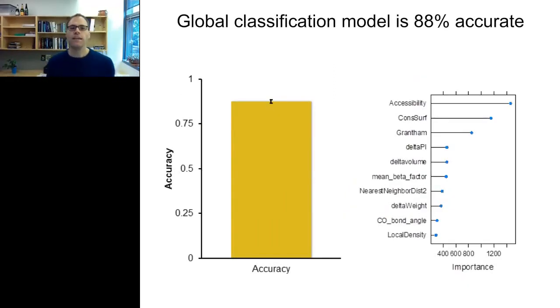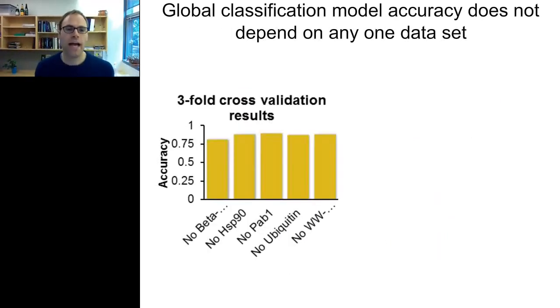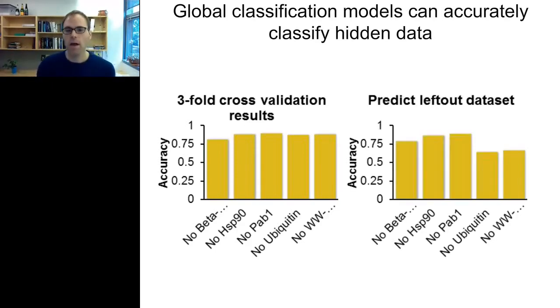So we went ahead and trained a global classification model and saw that it was 88% accurate in cross-validation. Again, solvent accessibility and conservation are the most important features. But moving on to the gold standard test, which is how well does the model work on data that the model hasn't seen at all, we left out each of the 5 proteins that you see there, trained classification models, and this is just the accuracy in cross-validation for those models. And what you can see is that no one data set, when left out, induces a big drop in model accuracy, which is a good thing.